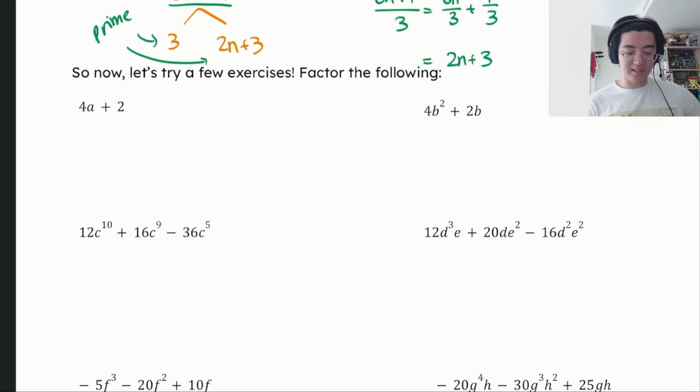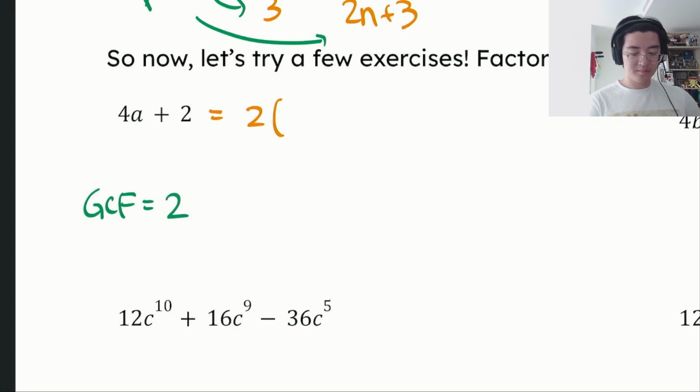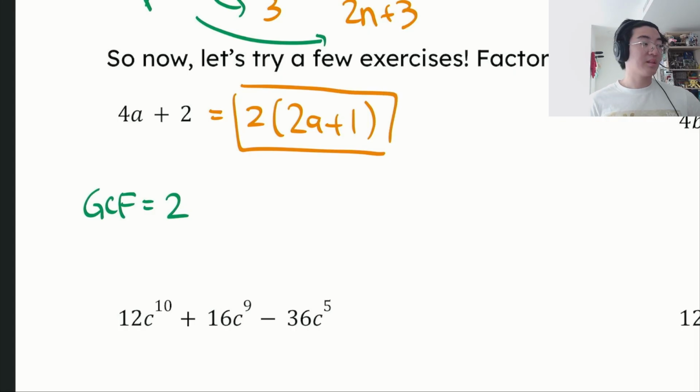Okay, let's try a few examples. 4a plus 2. What can we divide both those terms by? We can divide both terms by 2. So we get 4a divided by 2 is 2a, 2 divided by 2 is 1. Okay, just like that.